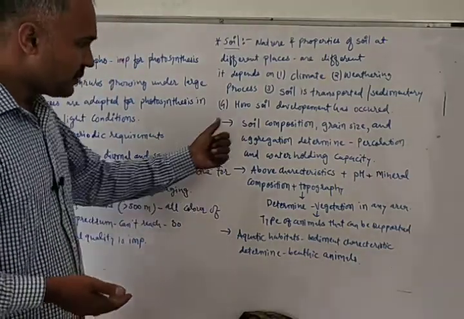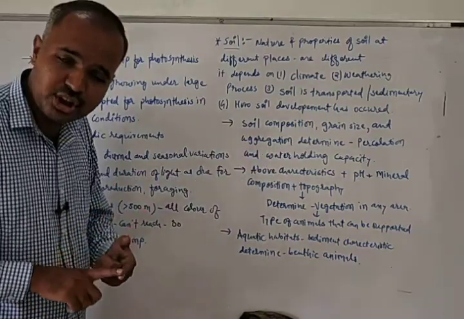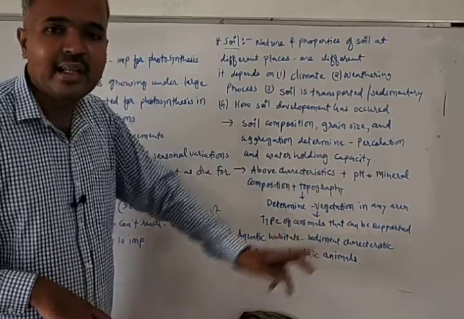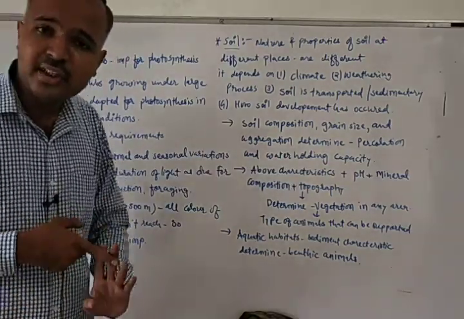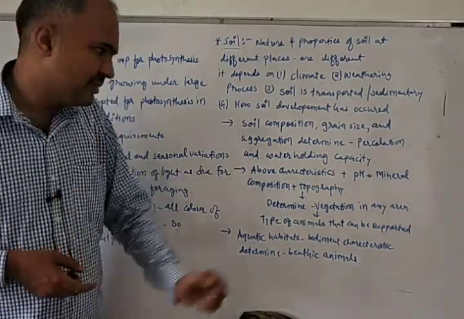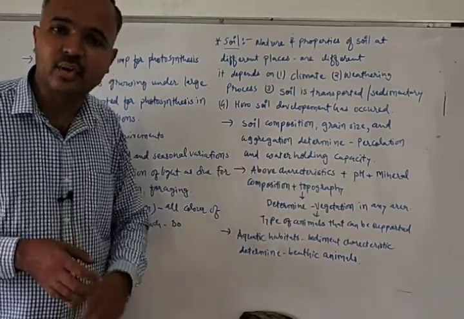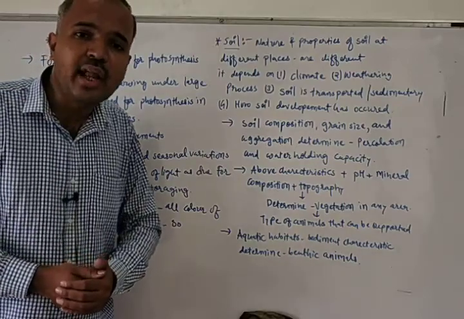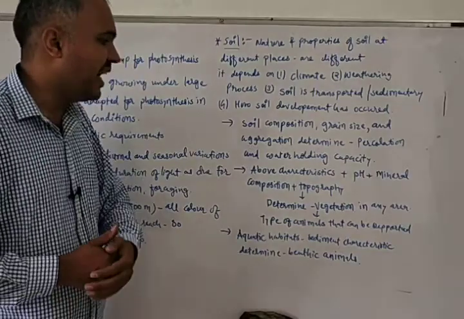Now, soil composition, grain size and aggregation will determine the percolation capacity and water holding capacity of the soil. Percolation capacity and water holding capacity of the soil depend on 3 factors: soil composition, grain size and aggregation.